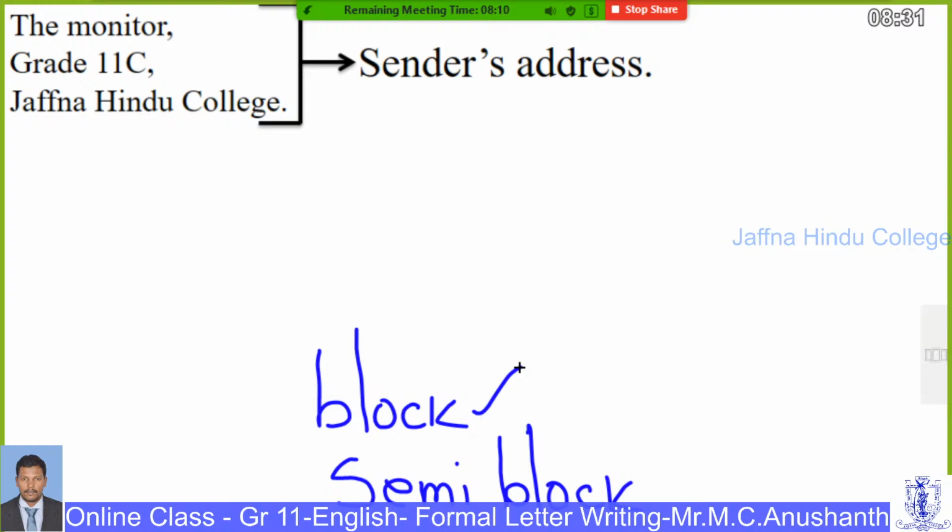Another important thing you have to keep in mind is the punctuation mark. Here you can see the monitor, comma, grade 11C, comma, Jaffna Hindu College, full stop. Punctuation marks are powerful, they say. So you must use punctuation marks appropriately. Here the comma and full stop are used. This is the very first component, that is the sender's address.